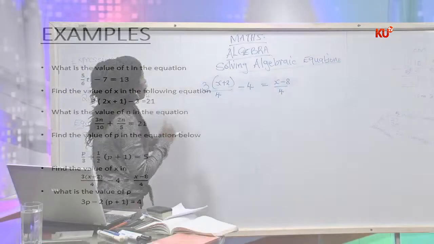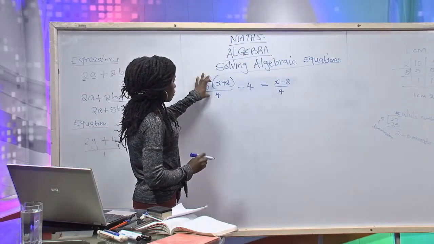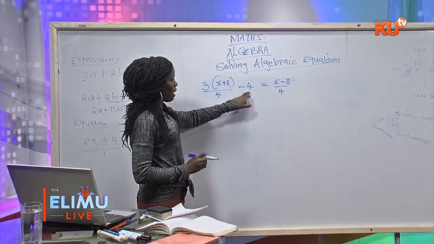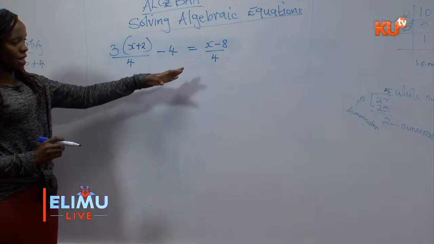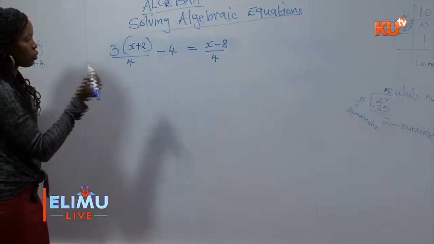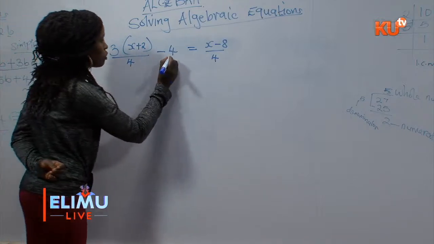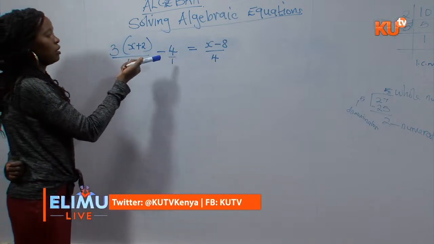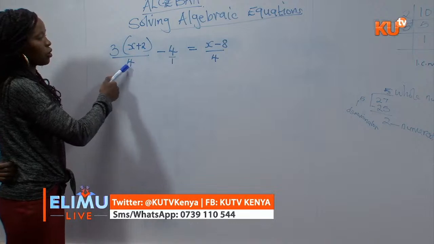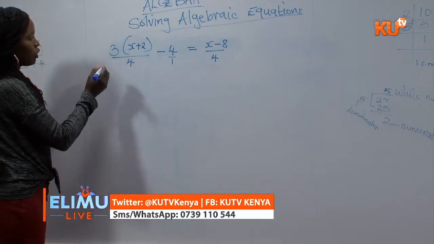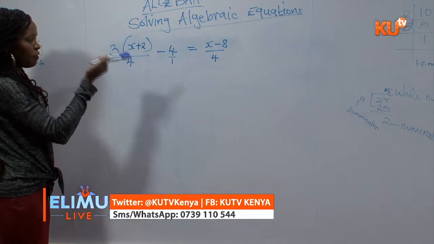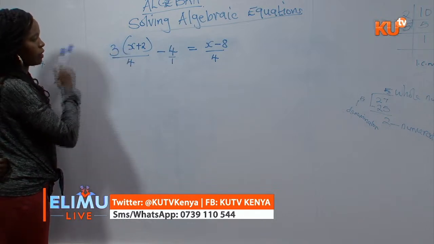As you can see, we have a fraction, a whole number, and a fraction. So we make this whole number to be like the others, a fraction, by putting it over 1. Then we get the LCM of 4 and 1, so they are the same. That means I'm going to multiply all the fractions by 4. Before that, we open up the bracket here.